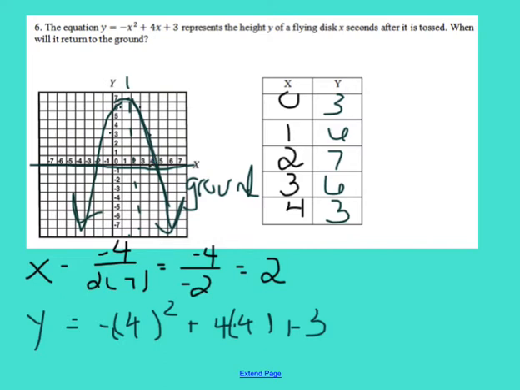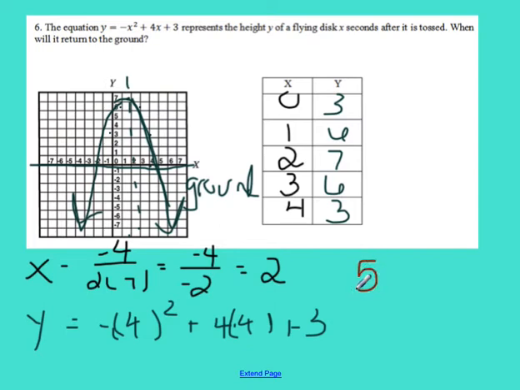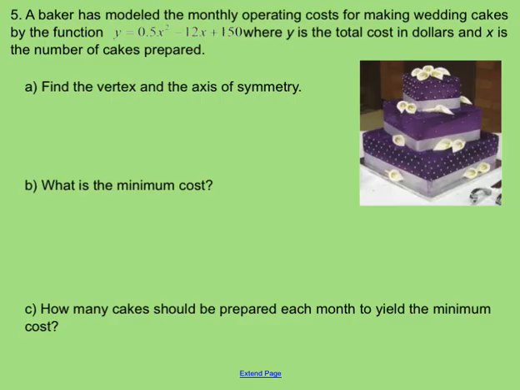So since it's hitting the ground at about 5, and x represents seconds, that means after 5 seconds, that disk has hit the ground. So all I did was figure out when it crossed the x-axis, and that x value tells me how many seconds it took to hit the ground. Not too shabby. Let's take a look at a couple of other examples.